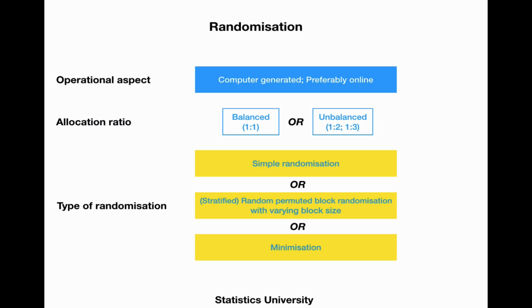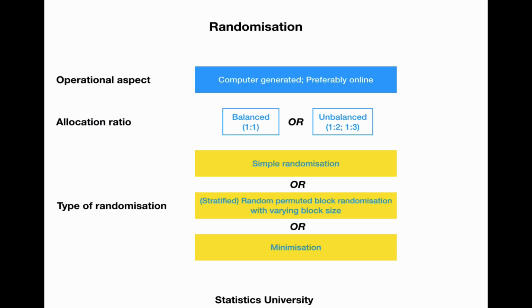So it could be something like BAAB. If you don't do that and you use the same block sizes, then eventually you will be able to tell to which arm a next patient will be allocated. And that's something that must be prevented.